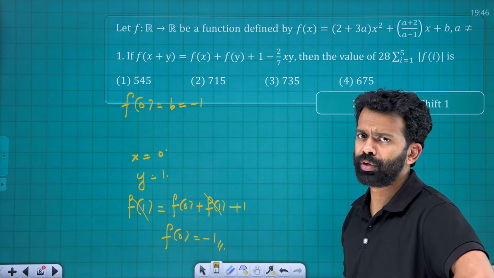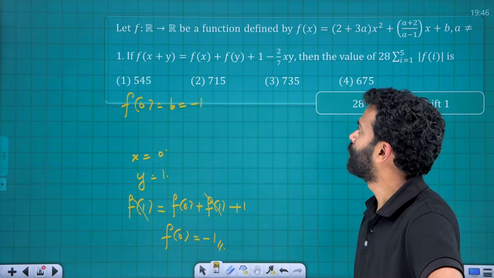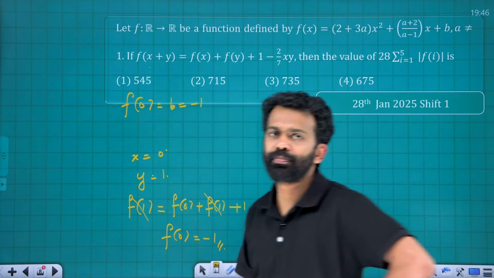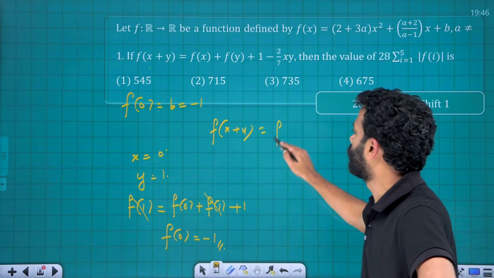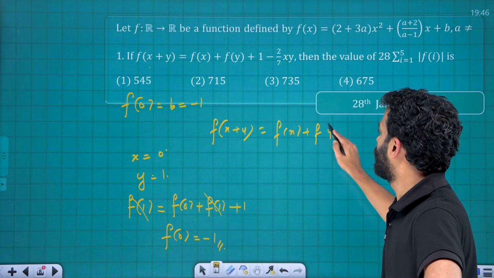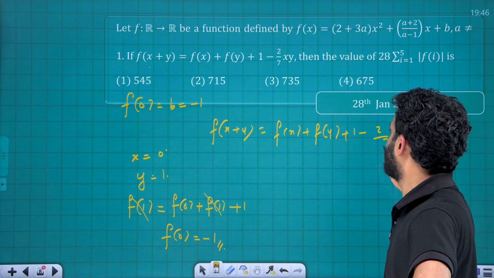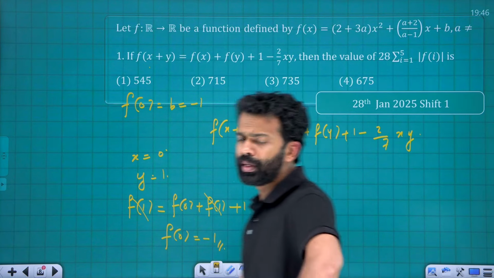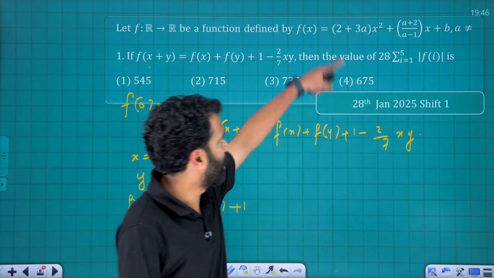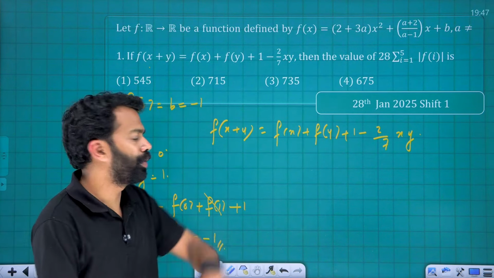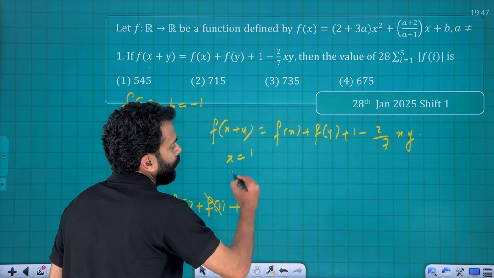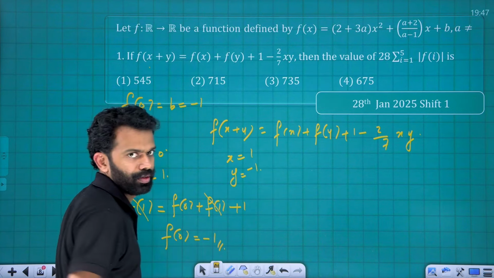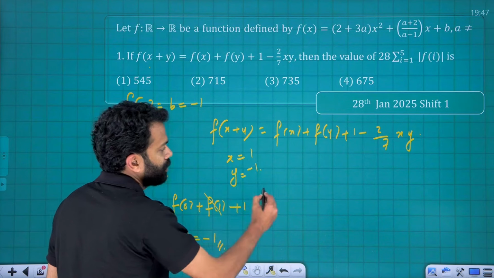So, how are you going to do this one from here? See, here f of (x plus y) is equal to f of x plus f of y plus 1 minus 2 by 7 into xy. From here, we need to formulate a. Using this equation and this equation, we need to formulate a. How are you going to do that? It's pretty easy actually. Let's do one thing. Put x is equal to 1 and y is equal to minus 1. So, what will you get? 1 plus minus 1 is what?